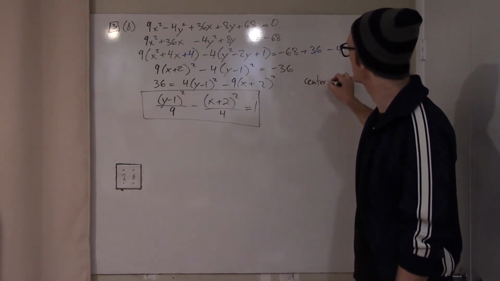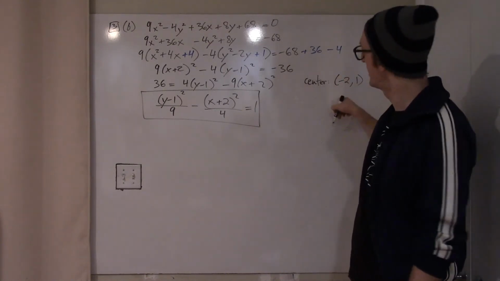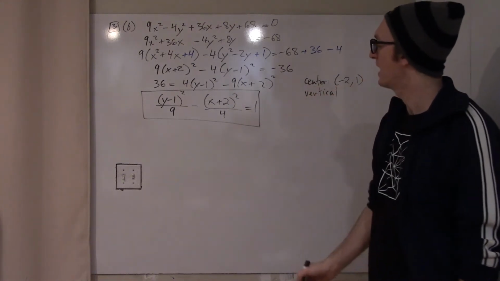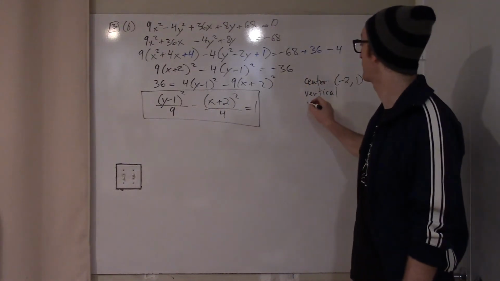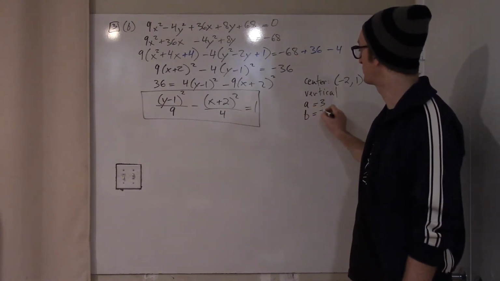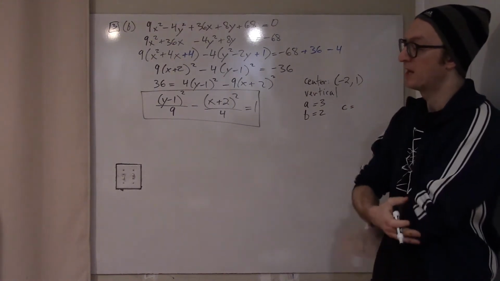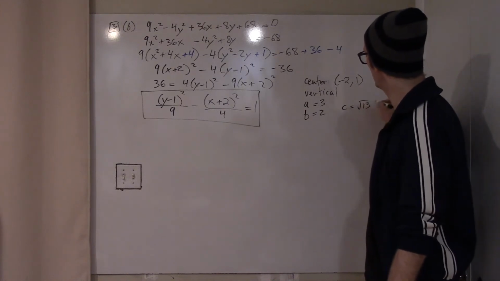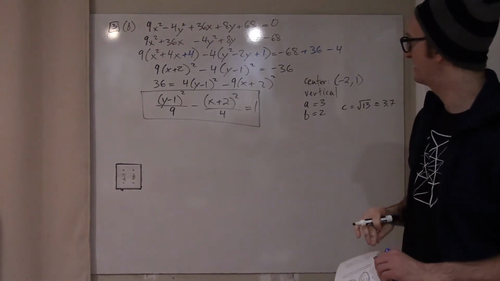So what is this going to be? It's going to be a hyperbola. The center is going to be at negative 2, 1. It is going to be a vertical hyperbola, as I said. What else? The y-coordinate is being stretched by a factor of 3, so that means that a is 3. The x-coordinate is being stretched by a factor of 2, so b is 2. C in a hyperbola is always the hypotenuse. And so we get that c is root 13, which is like 3 something. I don't know what. And yeah, what else?